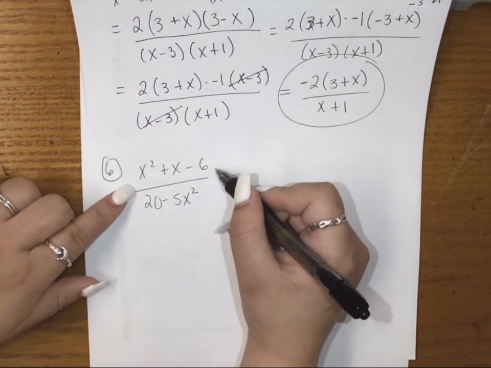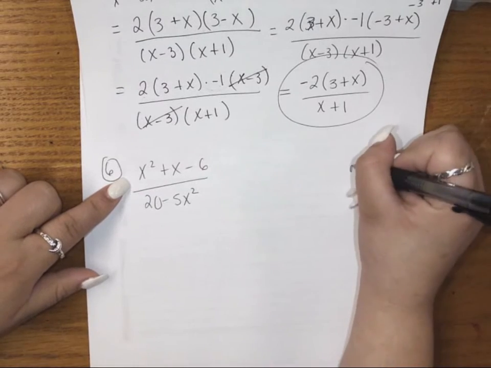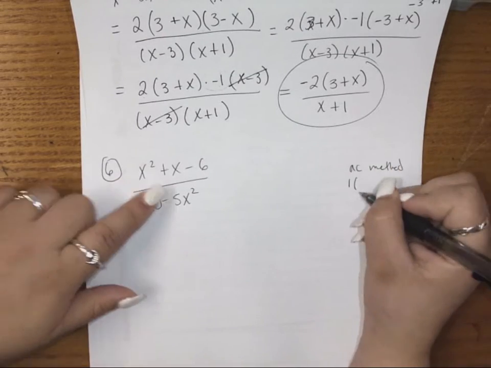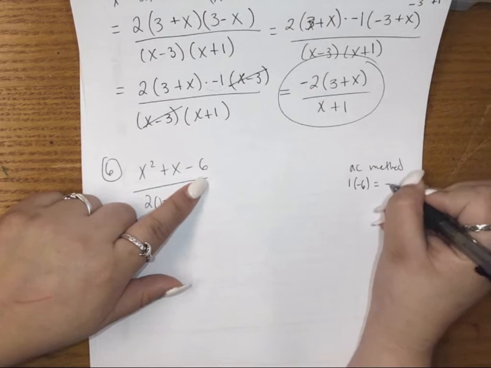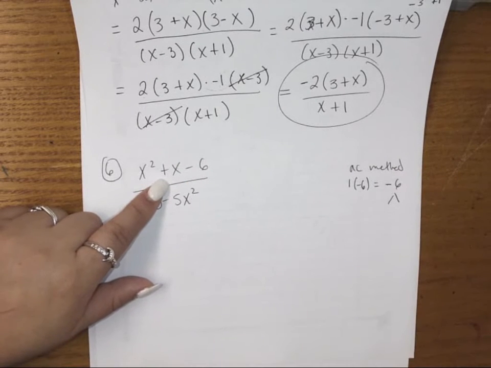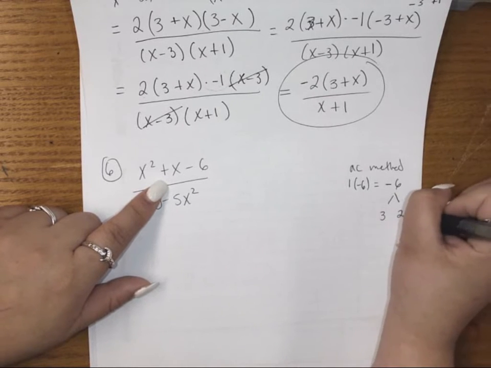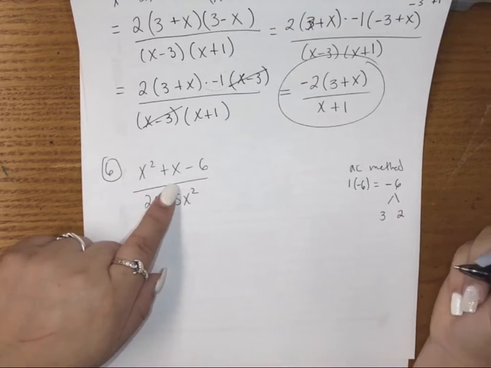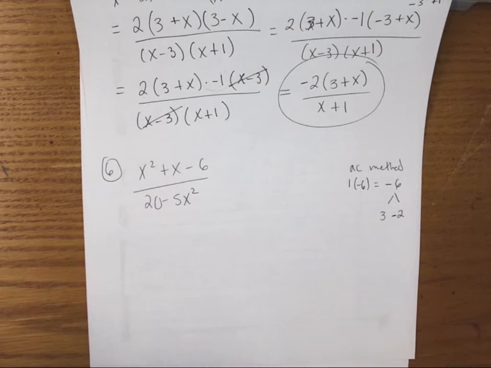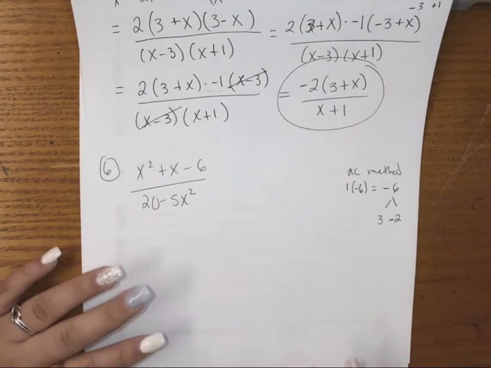So now we have to apply the AC method on the top. Our A is 1, our C is negative 6. 1 times negative 6 is negative 6. We're looking for factors of negative 6 that will add up to positive 1. You can think about 3 times 2 gives us 6, but we want it to add up to positive 1. So that means my bigger one has to be positive and my smaller one has to be negative.